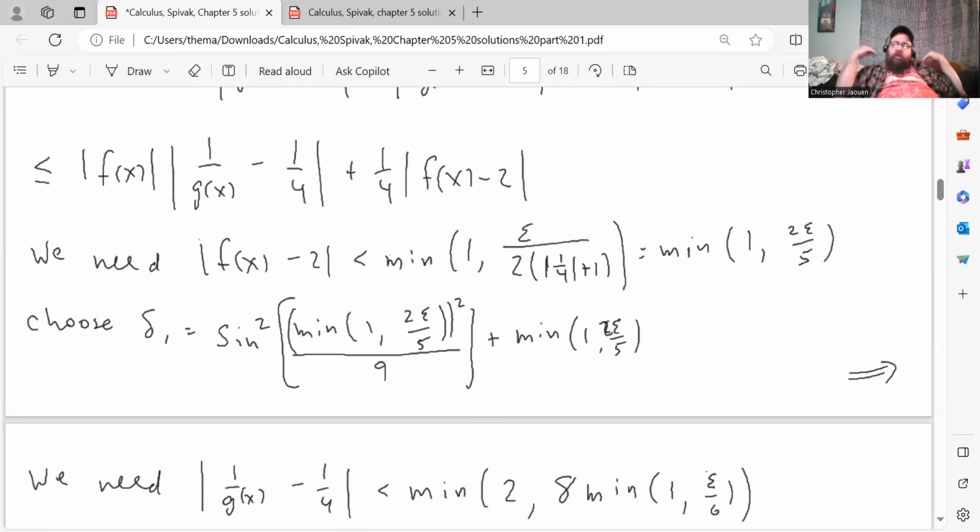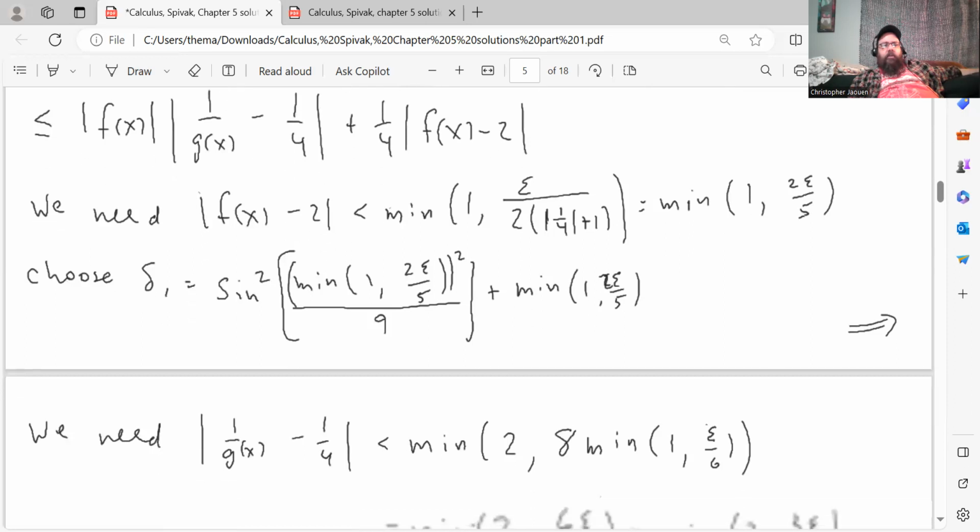And again, just referring back to the lemmas from the chapter, in order to make this happen we need |f(x) - 2| to be less than the minimum of 1, or epsilon over 2 times, in this case, y0 would be 1/4. So epsilon over 2 times (1 over |1/4| plus 1), which simplifies to give you the minimum of 1, 2 epsilon over 5. So just plugging that in for epsilon here in delta 1, we get this.